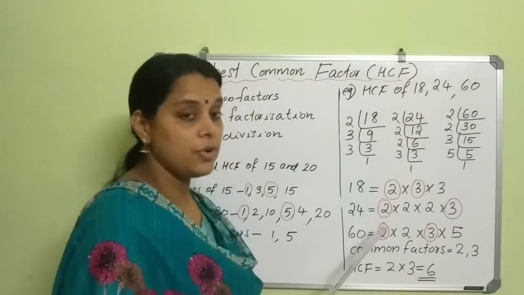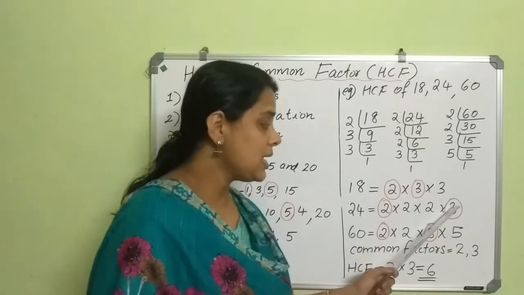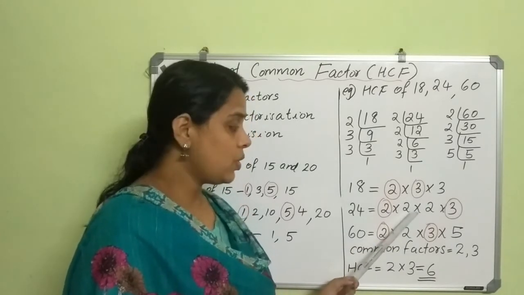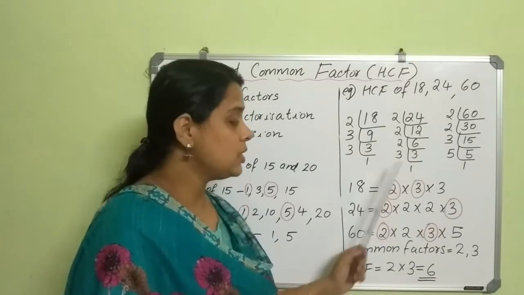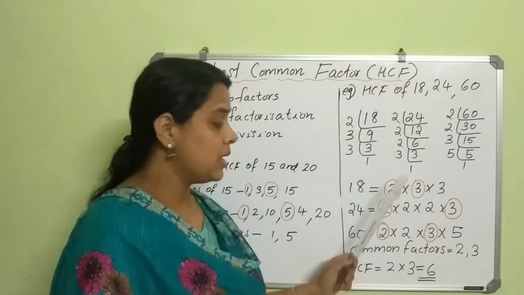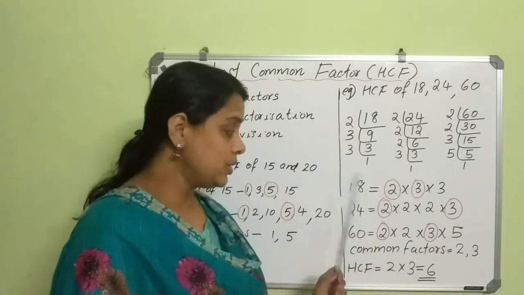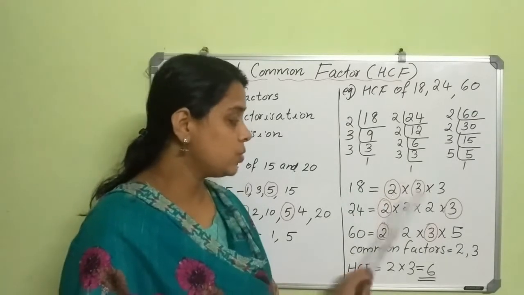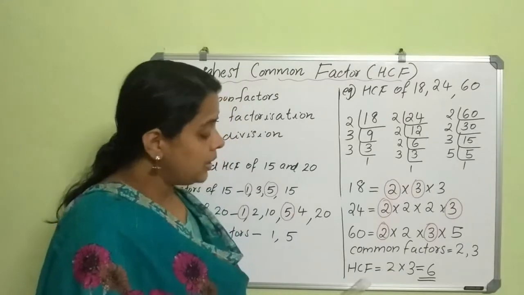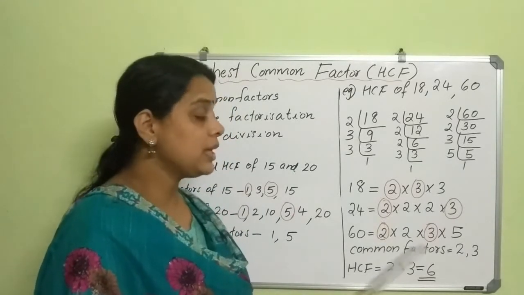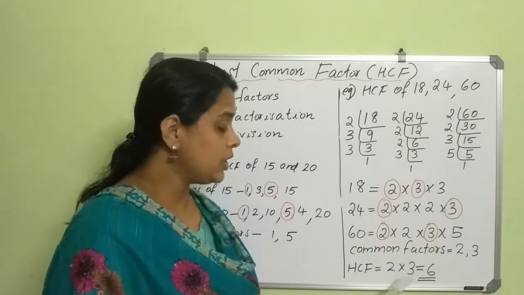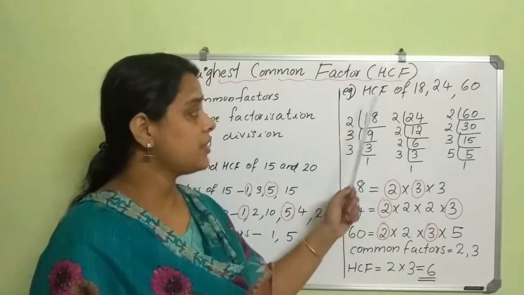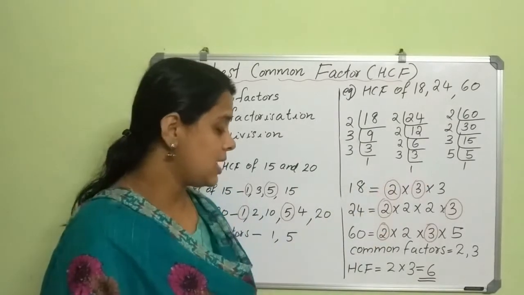So 2 is common for all the 3 numbers. Now 3 is common for all the 3 numbers. Here 3 is there, but one more 3 is not there here. Here also not there. So we will just write all the common factors, 2 and 3. Common factors are 2 and 3. Now we will get the HCF. HCF is the product of the common factors. So 2 into 3 is 6. So the HCF is 6. The HCF of 18, 24 and 60 is 6.